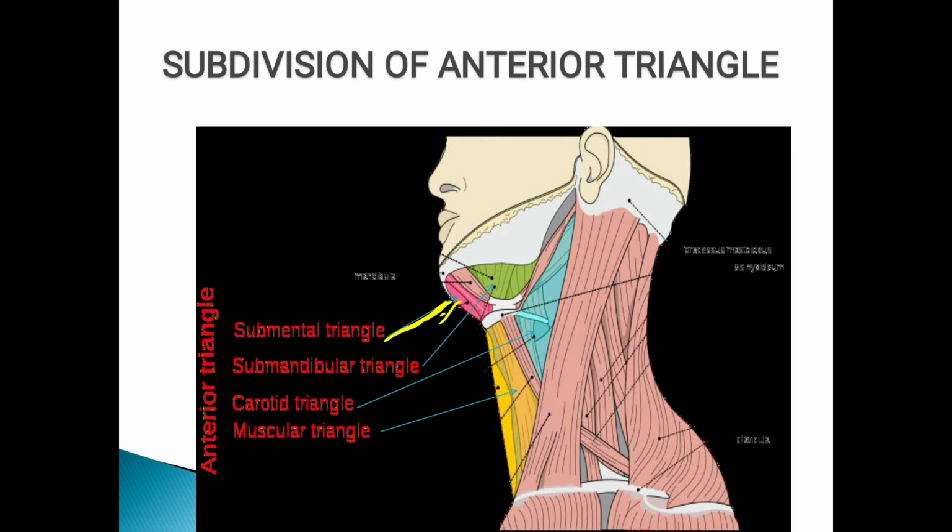this is the submandibular triangle, then this is the carotid triangle, and this is the muscular triangle. So these are the four smaller triangles present in the anterior triangle.